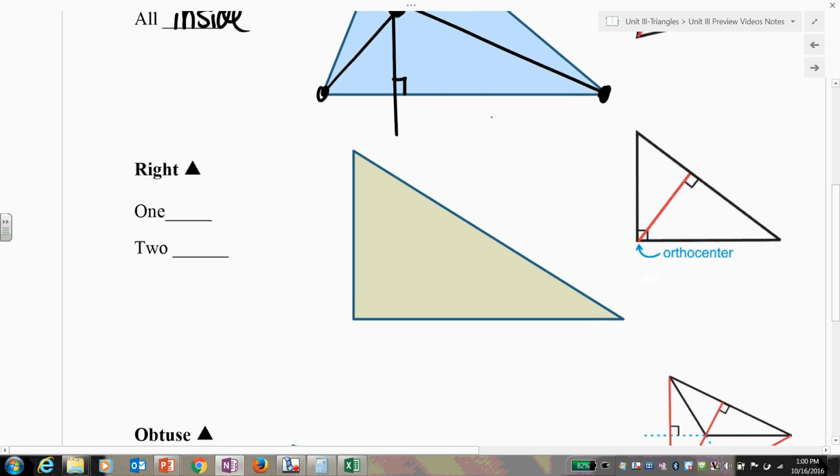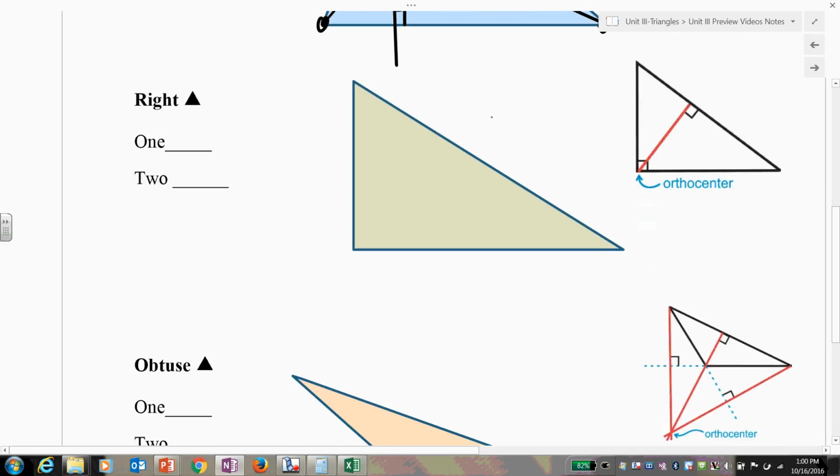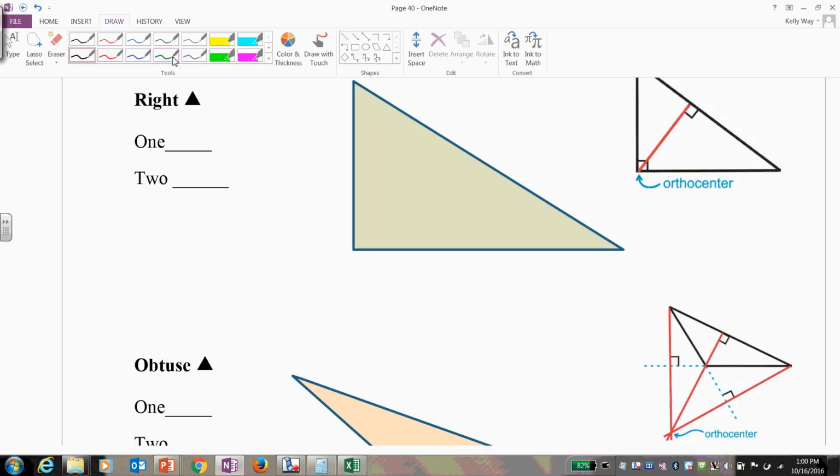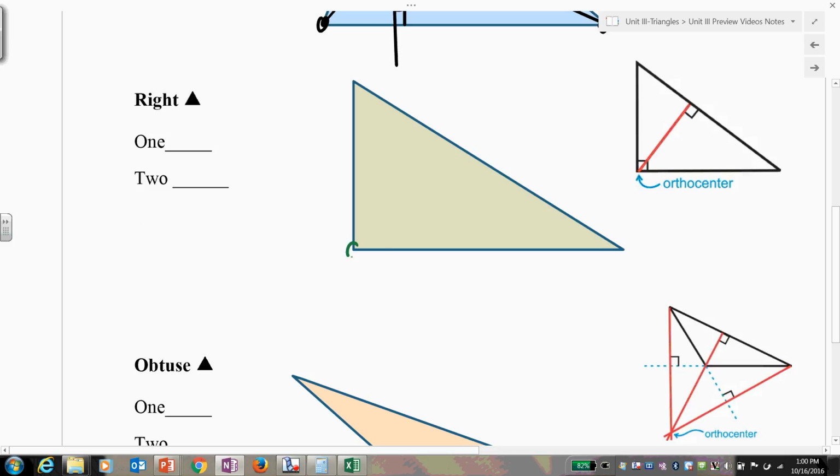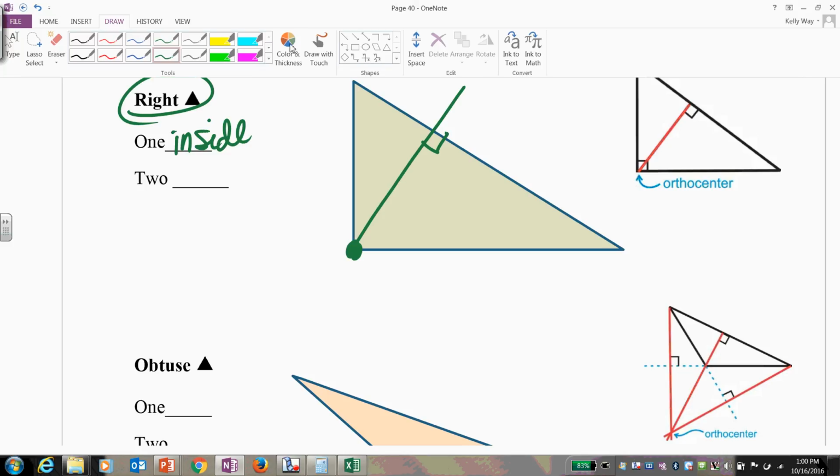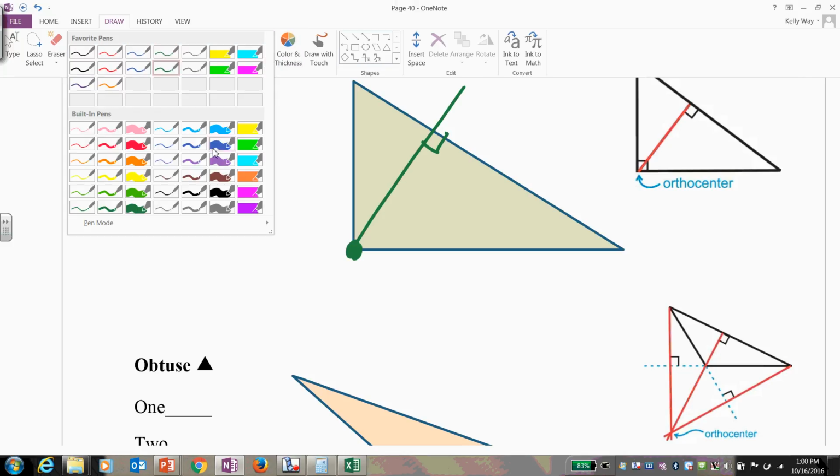Now in a right triangle, corner, right angle, opposite side. Remember, you're trying to eyeball it: corner, right angle, opposite side. That's one altitude. So in a right triangle, one is inside. The other two altitudes are going to get a little strange here.